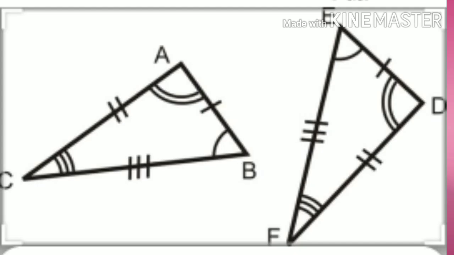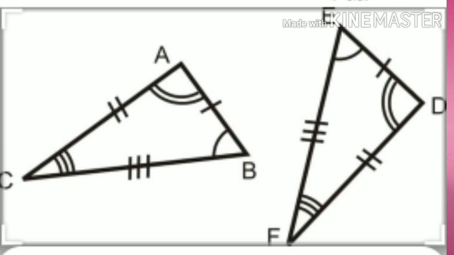Now the question is how to decide whether the two triangles given to us are congruent or not. You know that in a triangle there are three sides and three angles. That means a total of 6 conditions are there. Three sides should be equal and three angles should be equal to prove the two triangles congruent. Out of these 6 conditions, if any 3 conditions are applicable, then we say that the triangles are congruent.